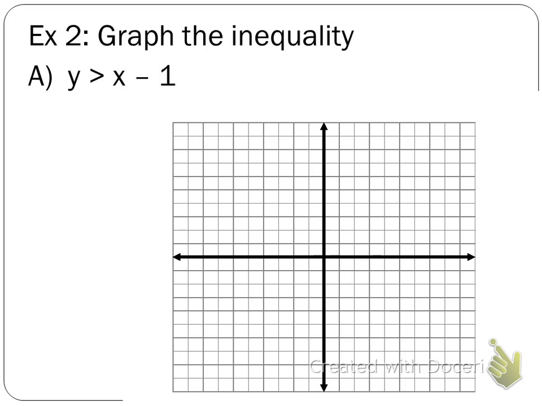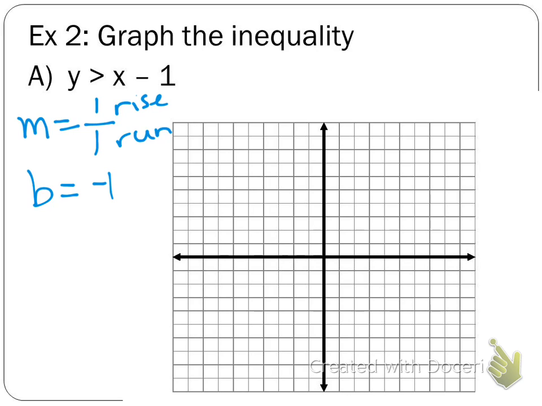Okay, how would I graph this line? Yeah, so I'm going to do y equals mx plus b. What's my m? 1, and I need a rise and a run, so I'm going to do 1 over 1. And then my b is negative 1.